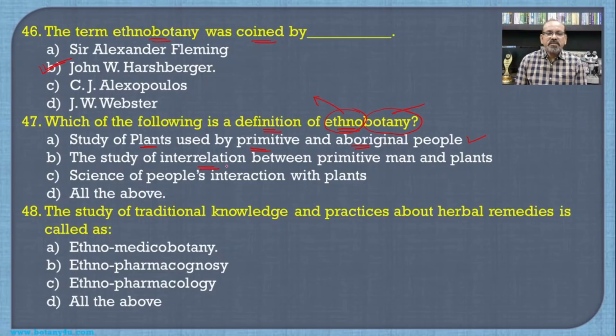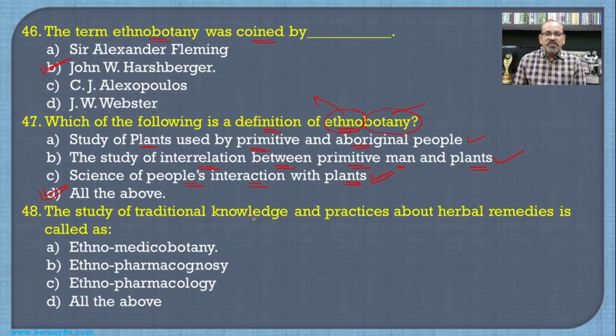The study of the interrelationship between primitive man and plants is also of a similar meaning, and hence it is also correct. Then the science of people's interaction with plants is also a correct statement. So these are three different definitions given by different authors in relation to ethnobotany, and hence all are correct statements and definitions of ethnobotany.